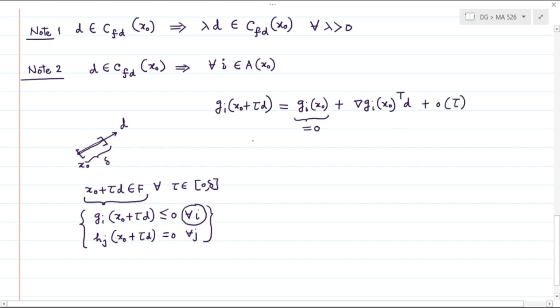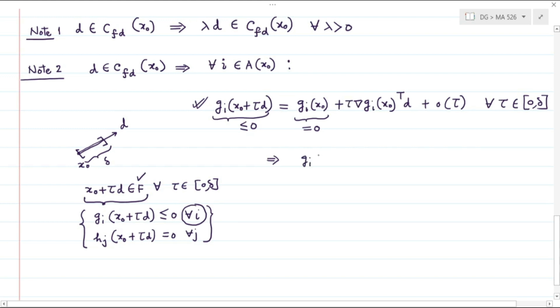I get this one. Notice here that this quantity is less than or equal to 0 because x0 + τd belongs to the feasible region, and therefore g_i(x0 + τd) is less than or equal to 0. Therefore d belonging to CFD(x0) implies that for all i belonging to A(x0) you have this equality true. Once you have this equality true, this implies the following interesting fact.